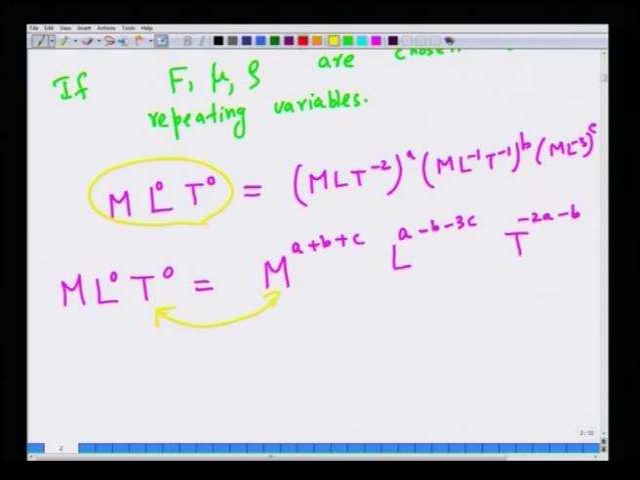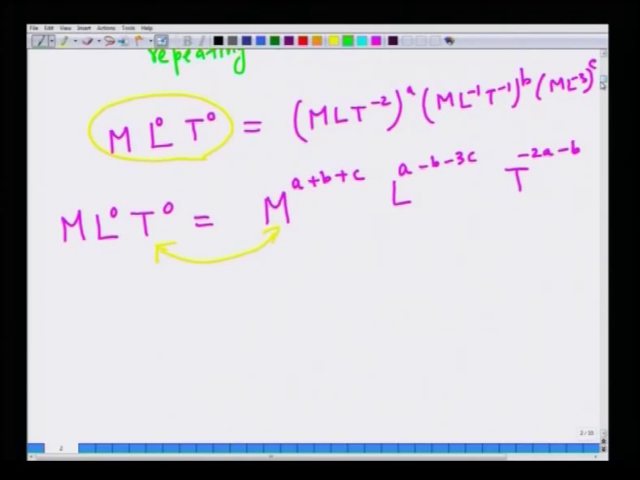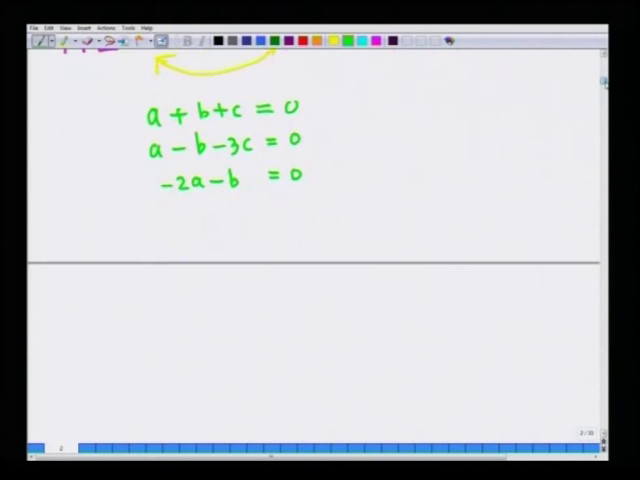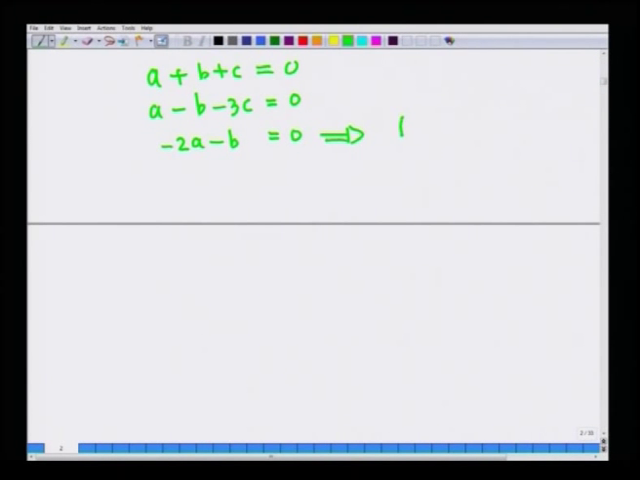So, we will get the following equations for the exponents. We will get three equations for the three unknowns. If we find a non-trivial solution to this set of three equations, that means we will be able to write mass in terms of the three repeating parameters F, mu and rho. Now, let us try to solve this. The third equation tells you that b equals minus 2a. Let us call these 1, 2, 3.